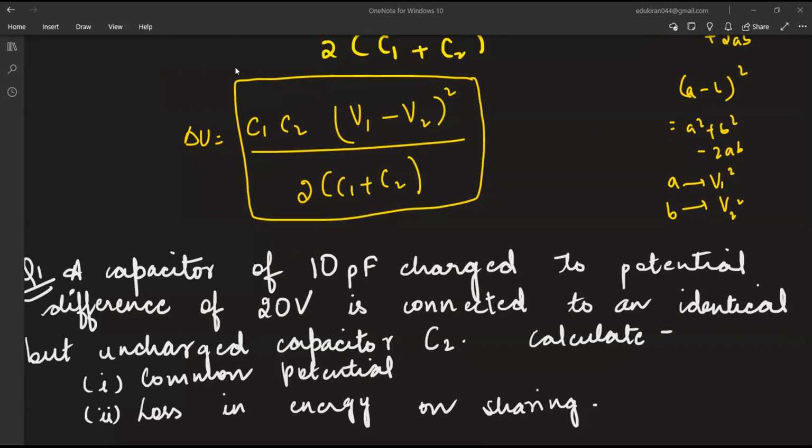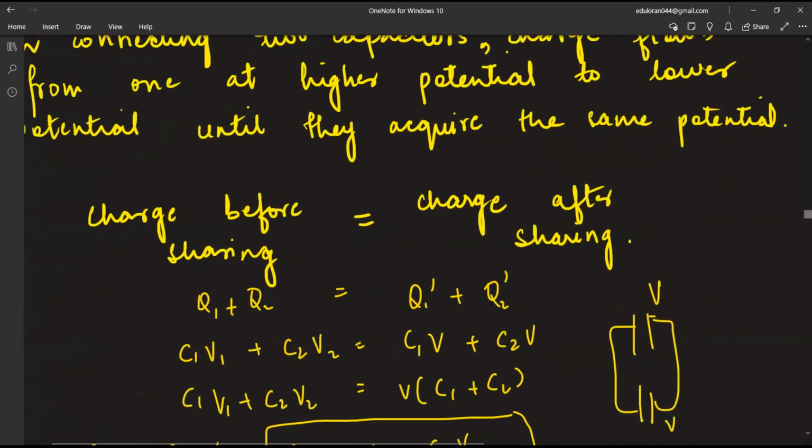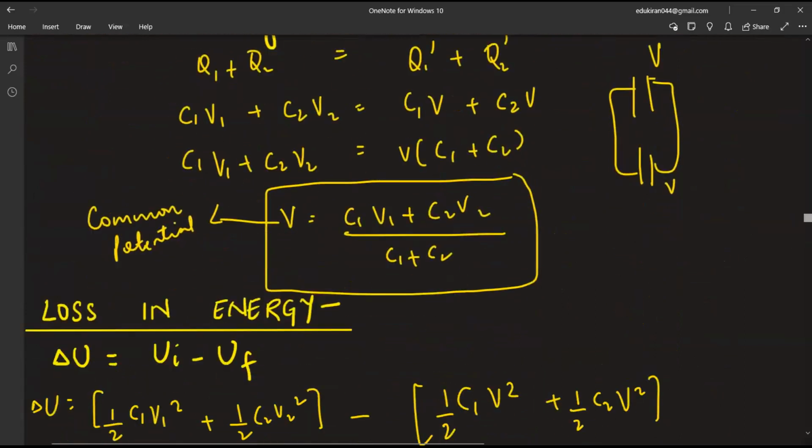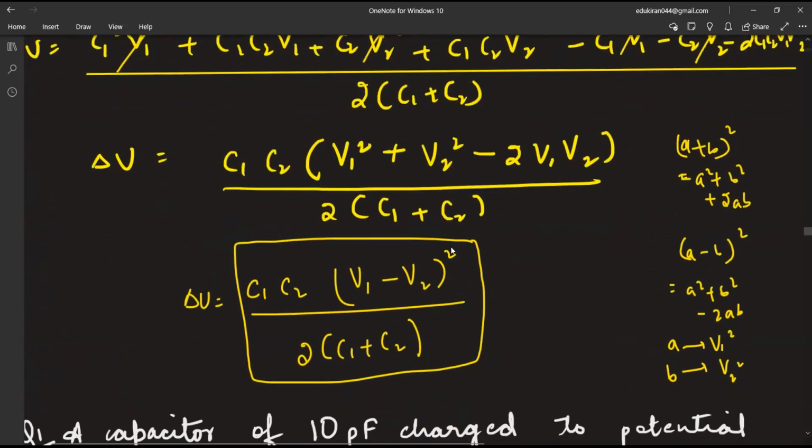Yes, no need to learn this derivation. Learn, this common potential is usually asked. Loss in energy, this I have made you write, because if I just directly write down this formula, it would be difficult for you to understand how we have obtained this. So just remember this formula, just go through the derivation.